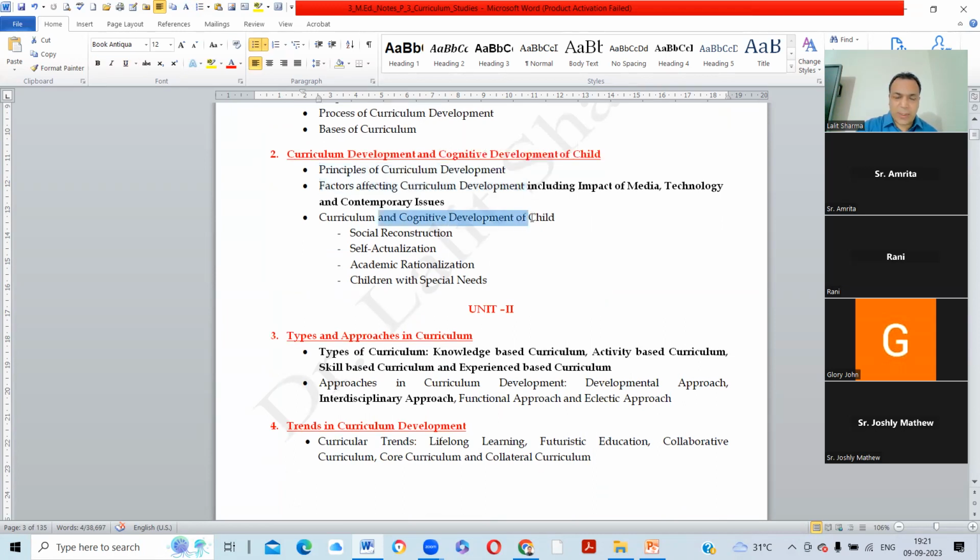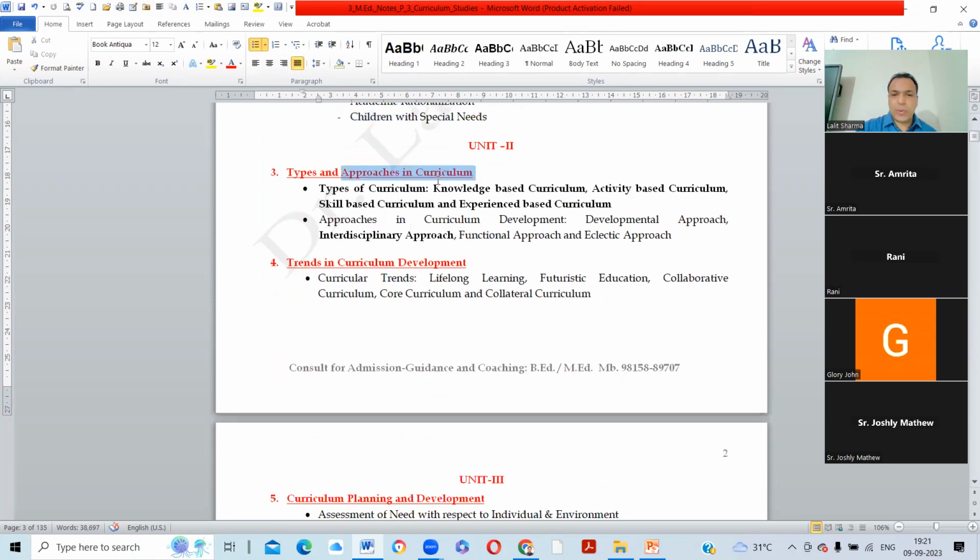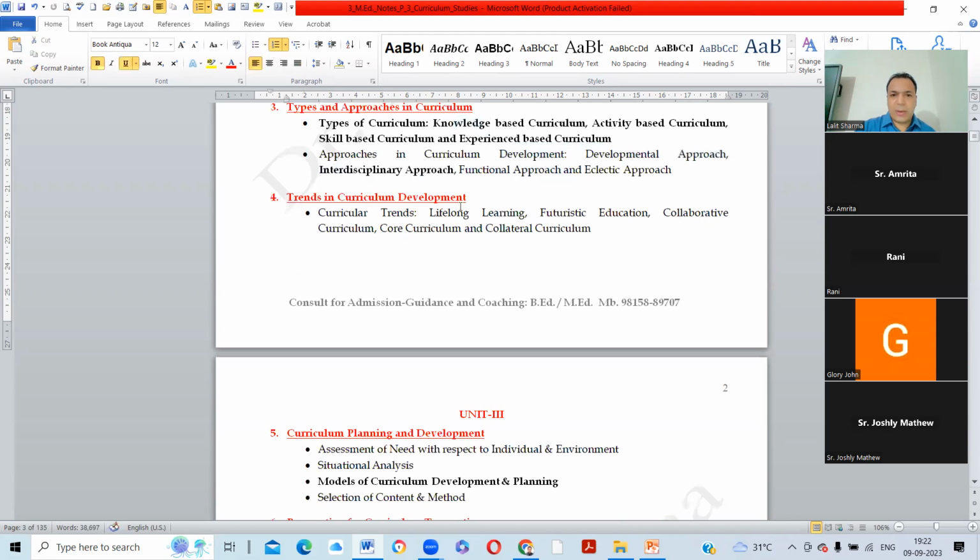Curriculum and cognitive development of a child, right? Children with special needs आ गया इसके अंदर. Self actualization इसको हम देख लेंगे, right? Next, types and approaches in curriculum. ये देखो types of curriculum we are done. Knowledge based, activity based, skill based और experience based. ये 4 ही types हैं, right? Approaches हमारी रह गई थी, ठीक है? Trends in curriculum development, lifelong learning, futuristic.